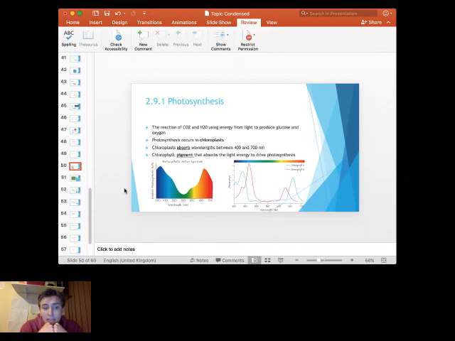Photosynthesis occurs in chloroplasts, and chloroplasts basically contain specific pigments which can absorb light energy to drive photosynthesis.